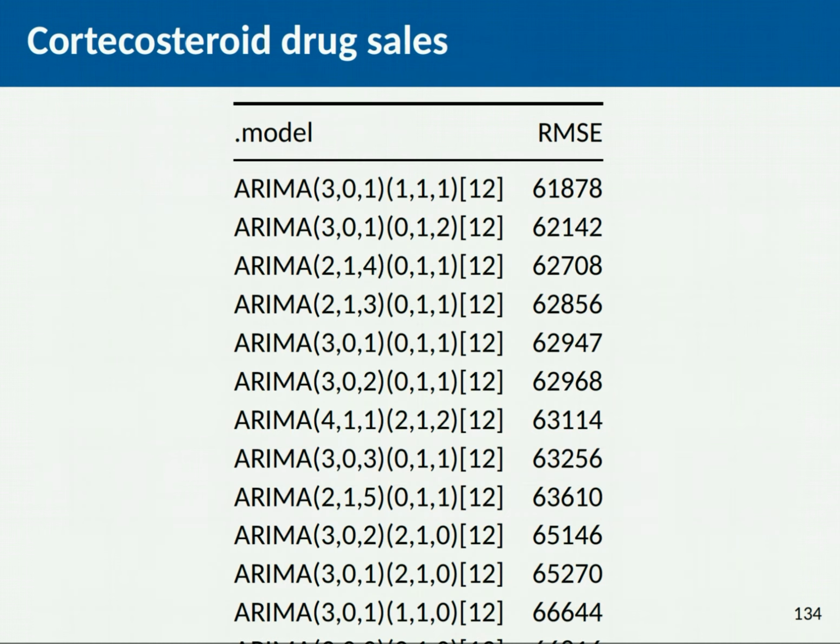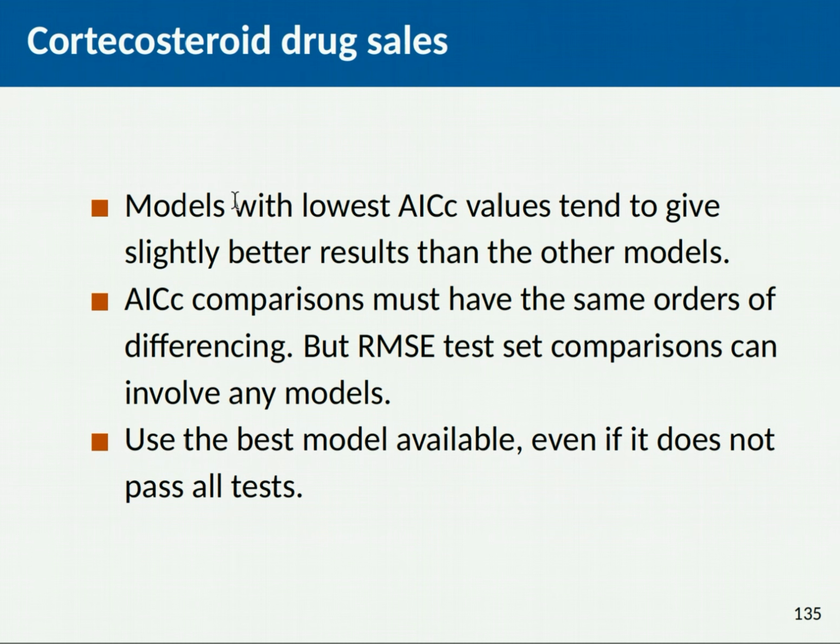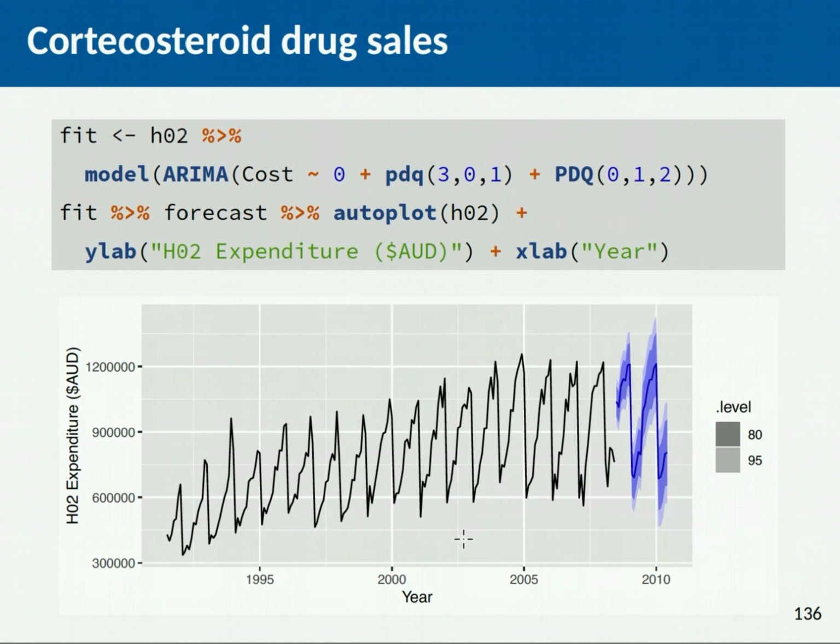Here we are using different classes of models and representing the root mean squared error. The models with the lowest AICc values tend to give slightly better results than other models, but AICc comparisons must have the same orders of differencing. The root mean squared error test set comparisons can involve any set of models. So use the best models available even if it does not pass all tests.